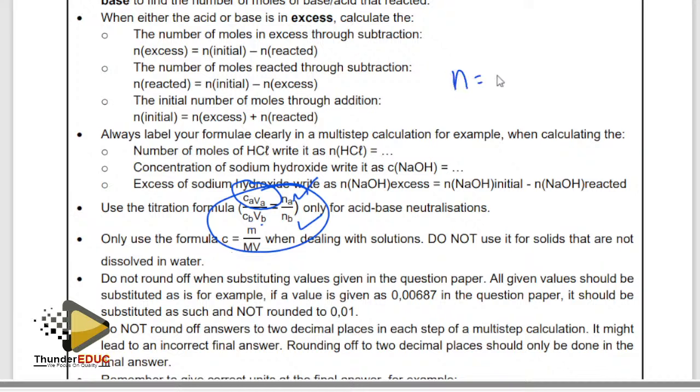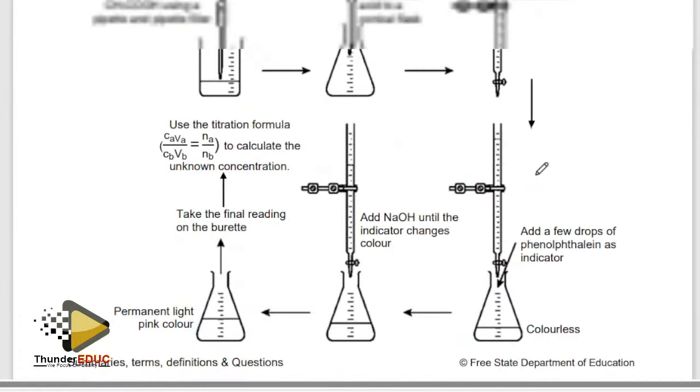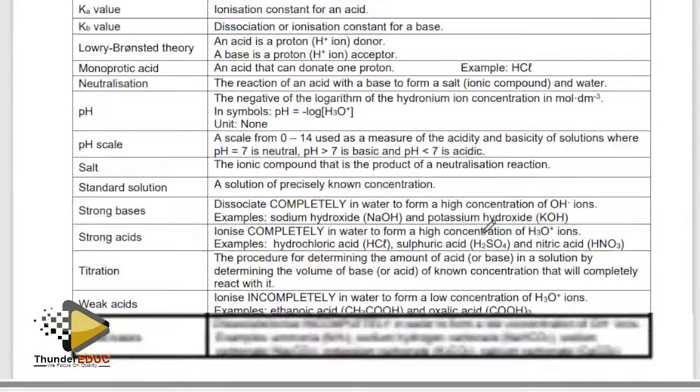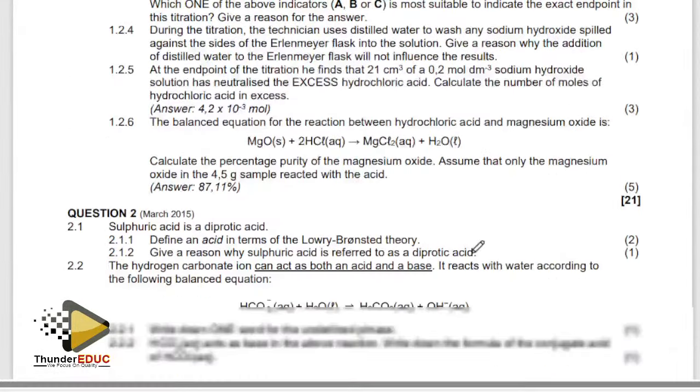Number of moles is equal to mass over molar mass, or concentration times volume if you're comparing number of moles with the concentration and the volume. You have to know that. Please check your formula sheet. It's good that they give you formula sheets. So you guys, acids and bases, you pass it. I know that the questions are not that difficult.